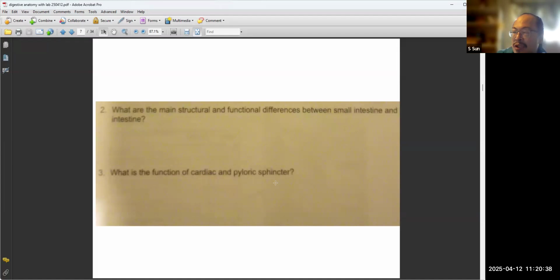Pyloric sphincter controls how much of your stomach mixture can enter into the small intestine. And so this one controls the stomach emptying process. So that's the function of these two. And that's it. All right.